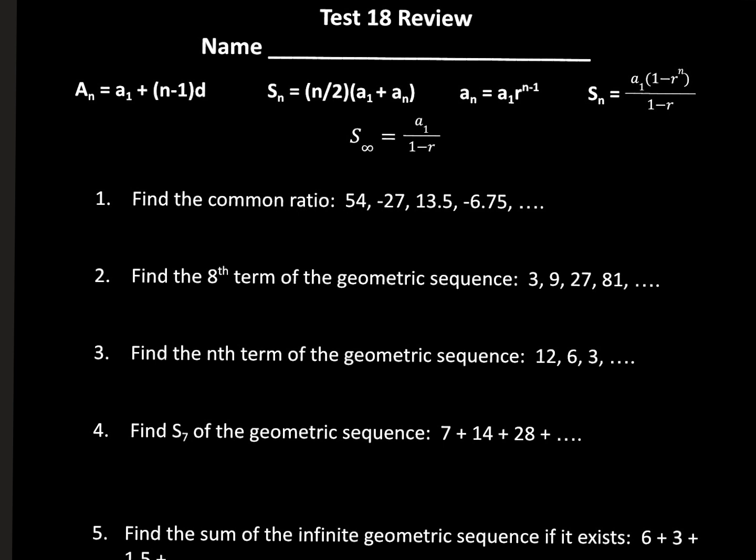So here we go. Number one, find a common ratio. Remember, to find the ratio, you put the second term on top of the first term, reduce it the best you can. That's negative a half, that's all you do there.